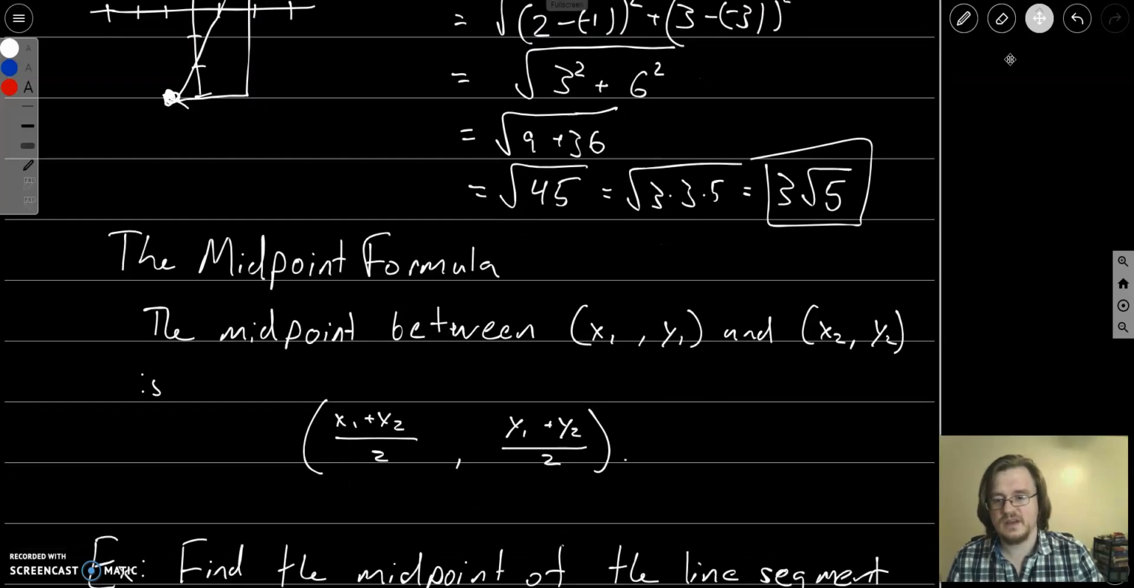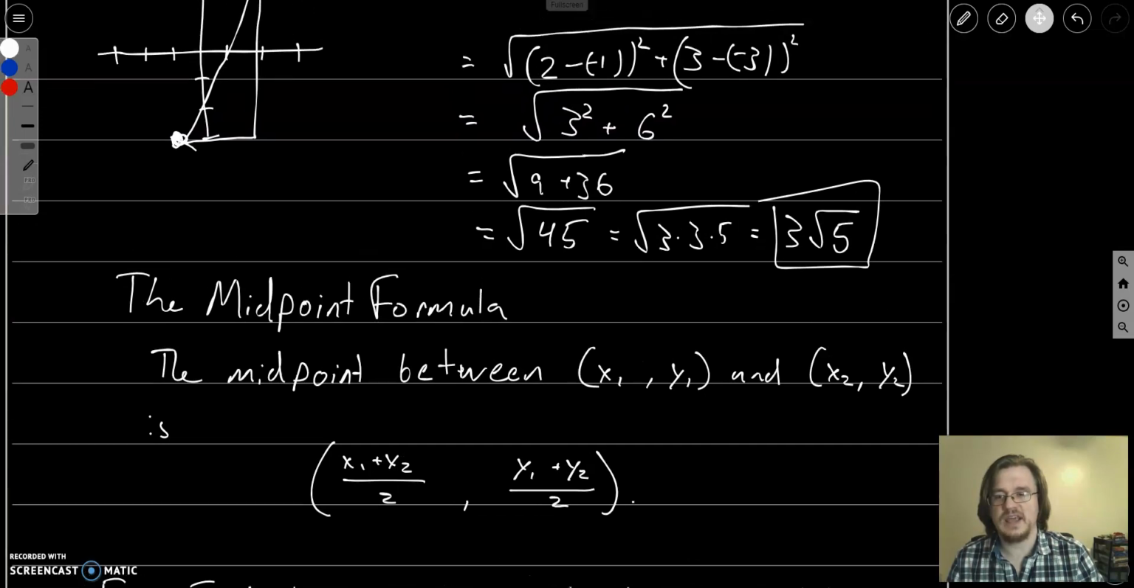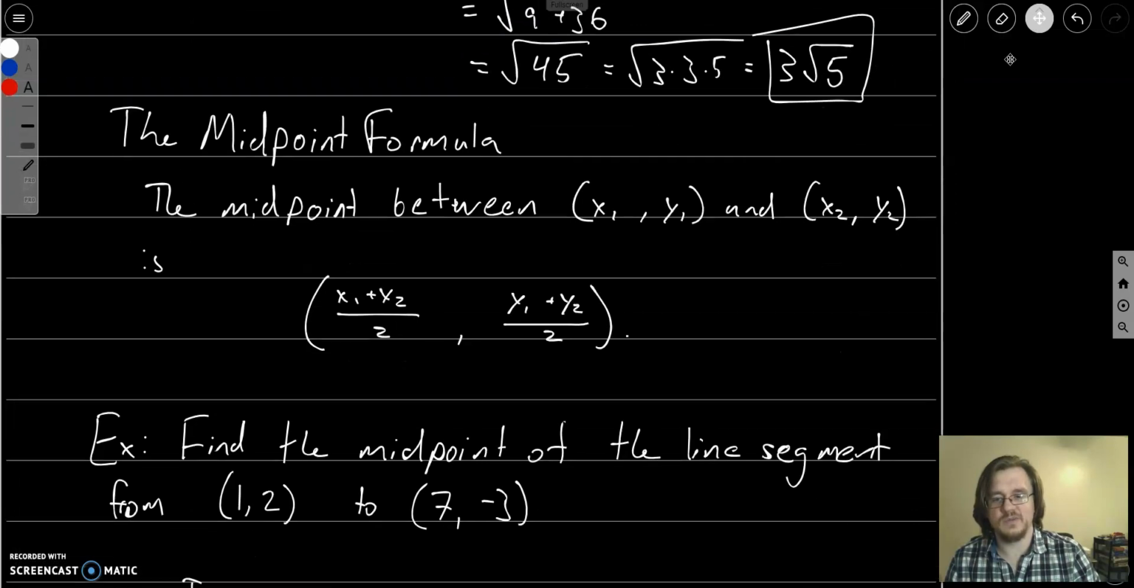radical. So we can also find the midpoint between 2 points. And when we draw a line between 2 points, the midpoint is going to be the point exactly halfway between. So it'll be, I don't know, somewhere around right there in this case. So when we have the midpoint, it would be nice to have a formula for it. And it turns out that we do.